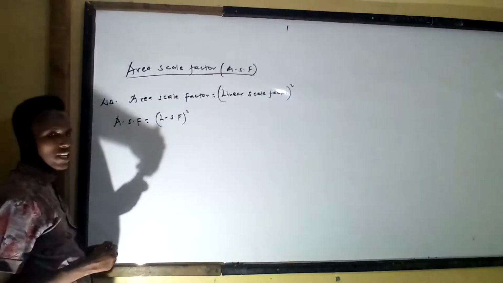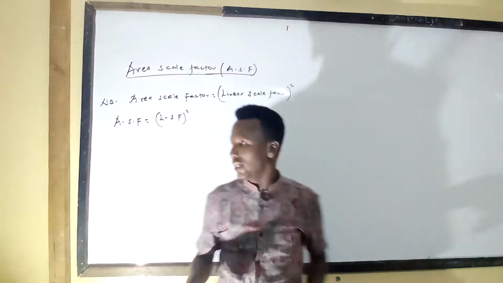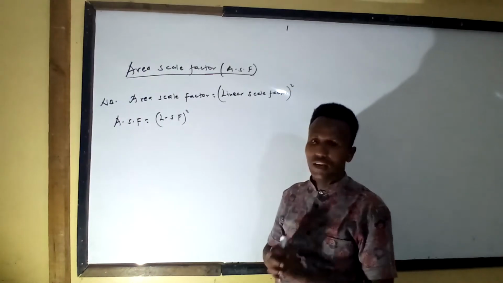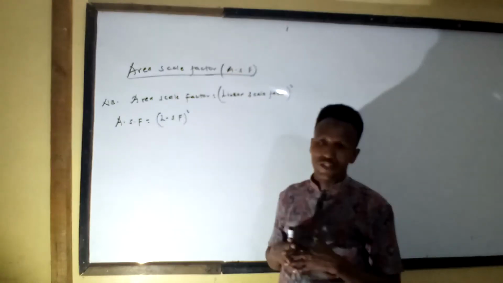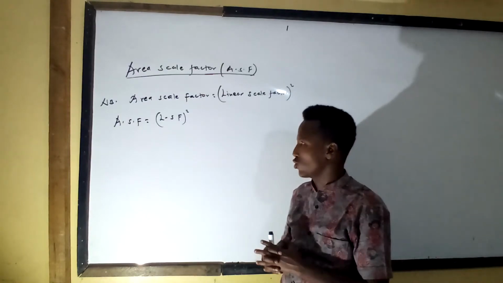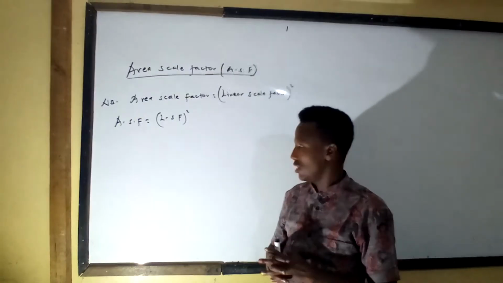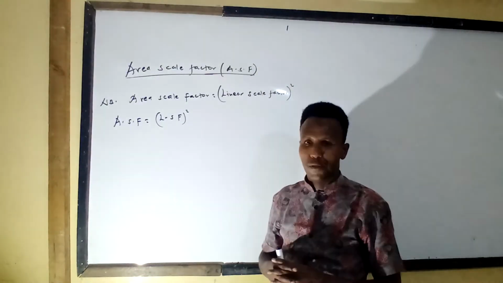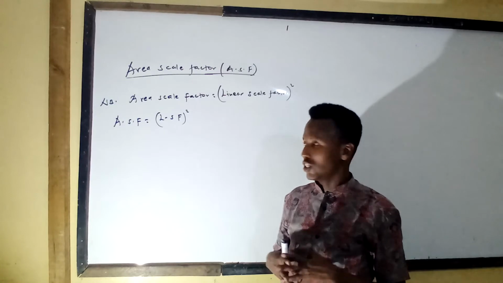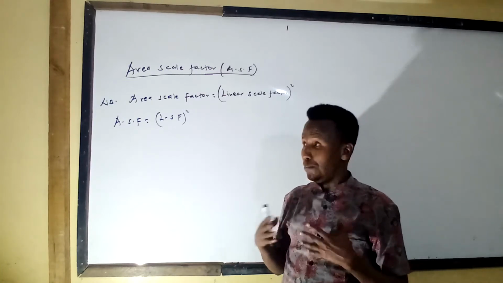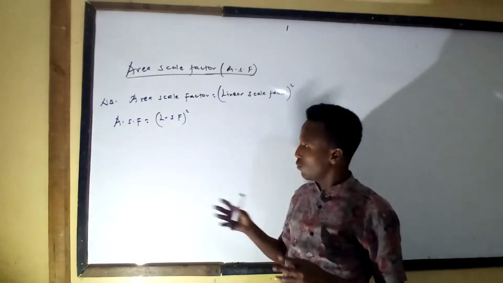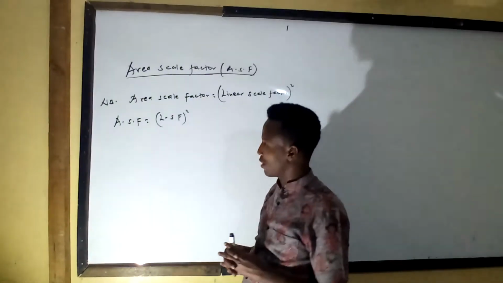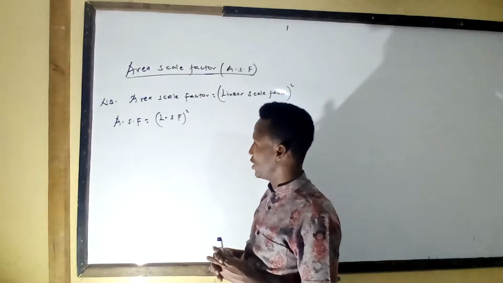Then the question here is, how will I know that I have a linear scale factor? Any quantity that has the unit centimeter or meter is your linear scale factor. Any dimension of any figure is also a linear scale factor. The area scale factor does not have any unit, but you'll be told the area scale factor of a certain room is A to B. From there, this formula must be known. By the way, it's a formula of mathematics which will help you in your high school.